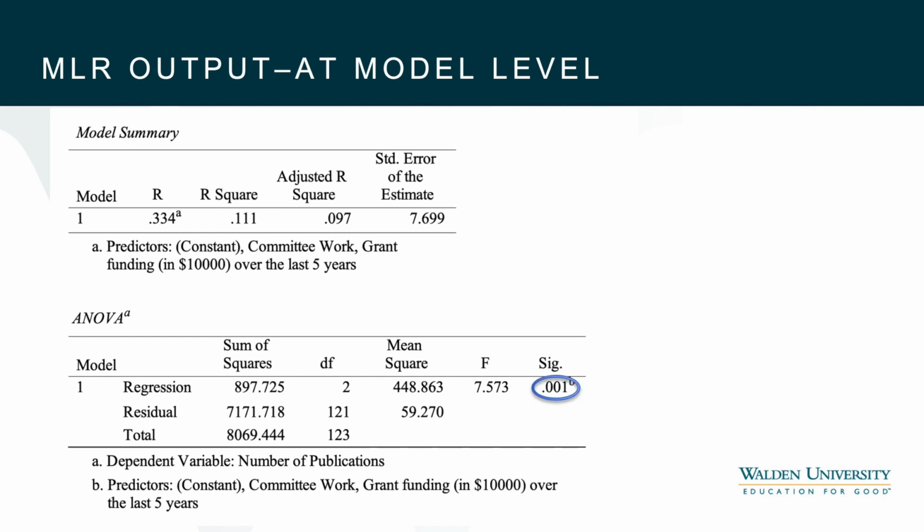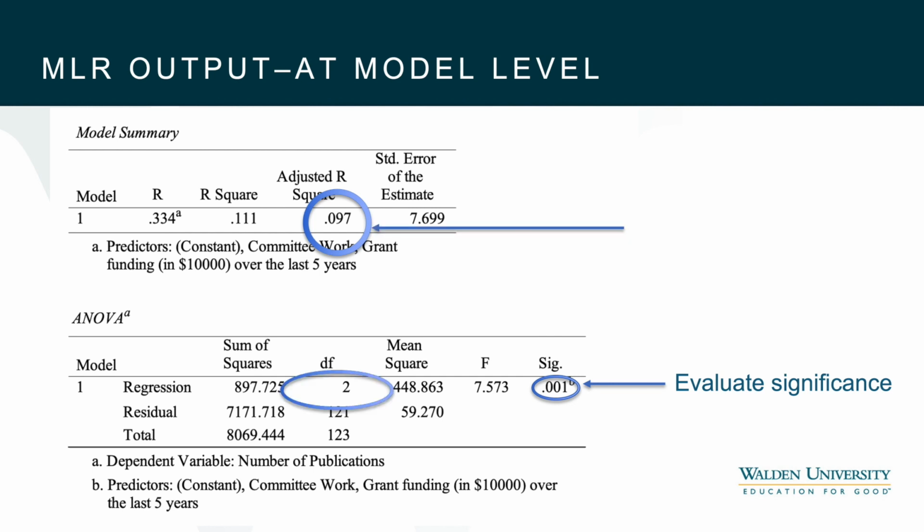At model level, I'm going to evaluate the sig first to evaluate my null hypothesis. I can clearly reject my null hypothesis as p is smaller than alpha, which allows me to interpret the effect size. I multiply that with 100, and that tells me exactly how much of the variability of my dependent variable is explained by the combination of the two independent variables.